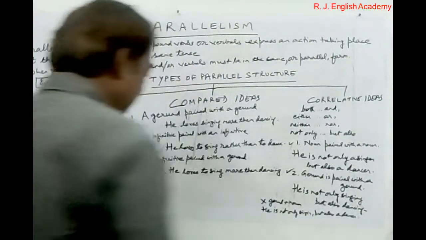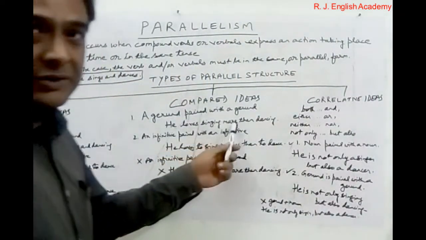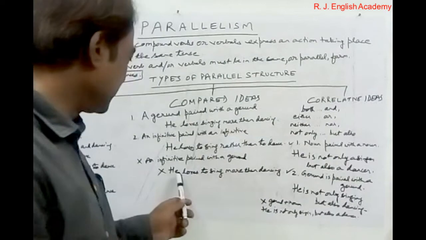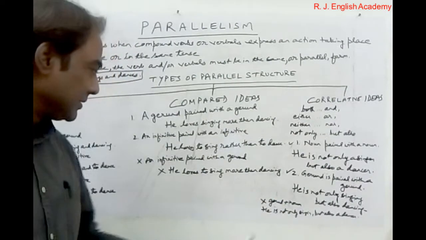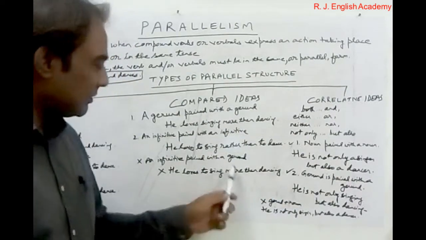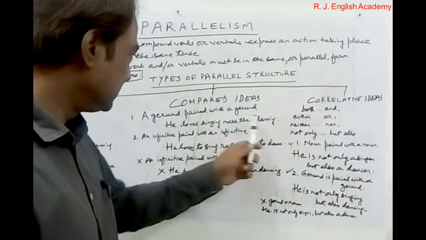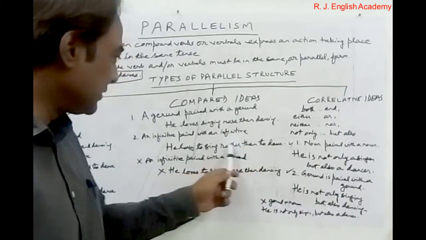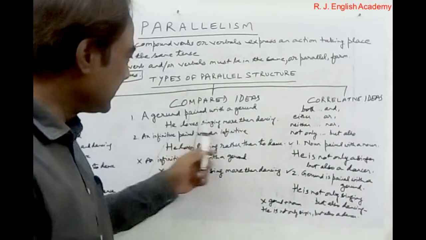So, we don't pair an infinitive with a gerund or a gerund with an infinitive. So this is wrong: he loves to sing more than dancing. You can write he loves to sing rather than to dance, or he loves singing more than dancing.